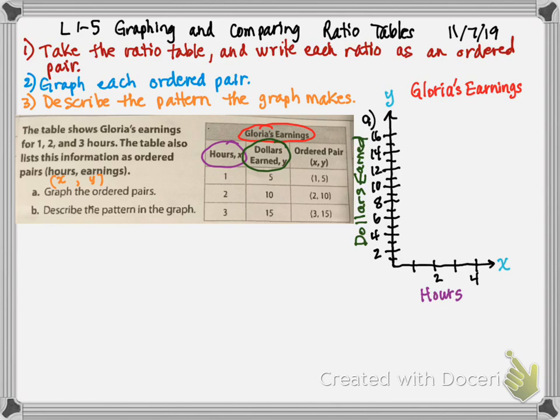Okay, so now I'm going to go ahead and graph. So my ordered pairs are 1, 5. So here's 1, here's 5. 2, 10. So here's 2 and 10. And 3, 15. 3 and 15.